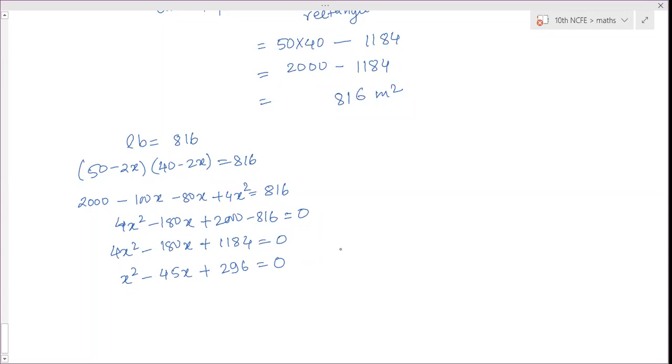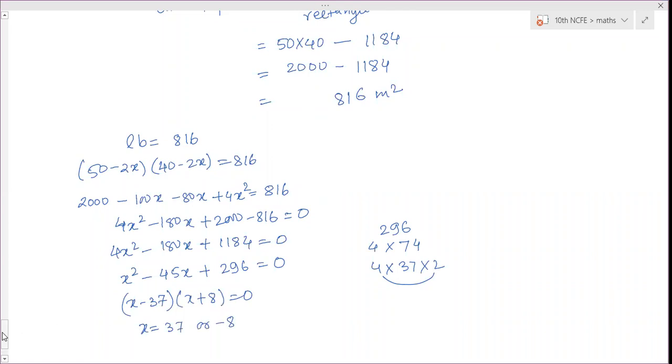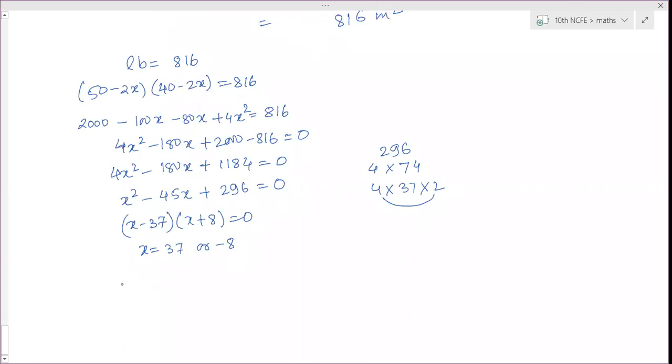296 is 37 and 8. 7 8s are 56, 4 7s are 28... So x minus 37 and x minus 8 is equal to 0. So x is equal to 37 or 8. 37 is not possible. So x is equal to 8. So width is 8 units.